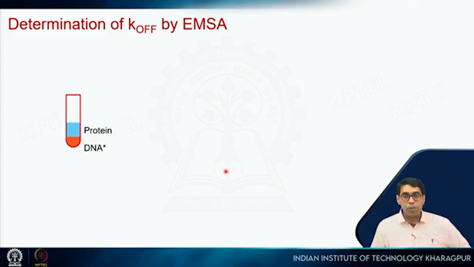So we just saw that we can use EMSA to determine the KD value. If we set it up properly, we can also use EMSA to determine the off rate. Let's say you have a DNA which binds to protein; the DNA will also dissociate. You want to determine how fast the DNA is coming off, and typically it will be a very slow process because the off rate will be very low, as protein DNA interactions are typically quite tight. So let's say you are studying something like that.